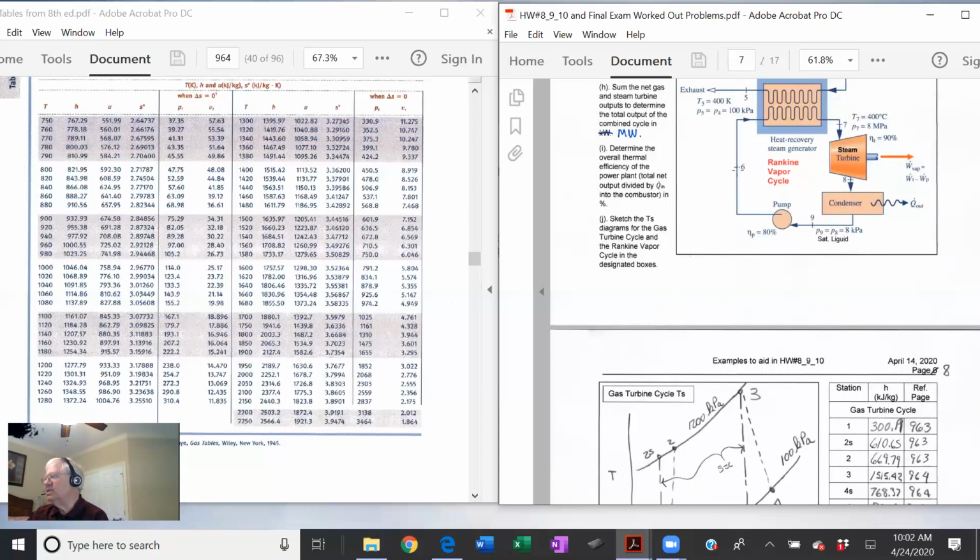Actually, you get H6S. And using this equation, you can calculate H6. Anyway, it's pretty straightforward.